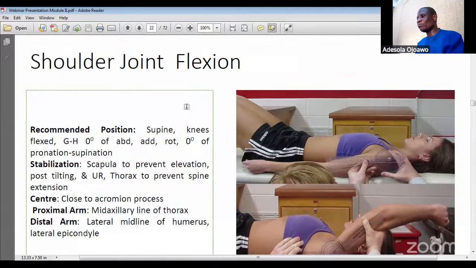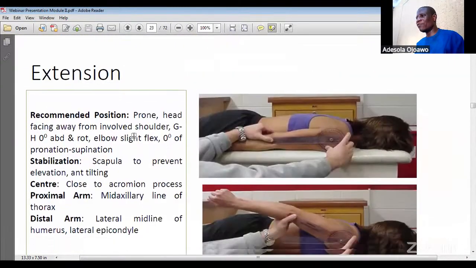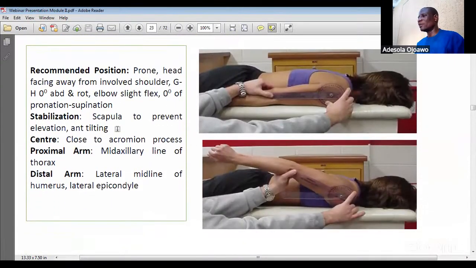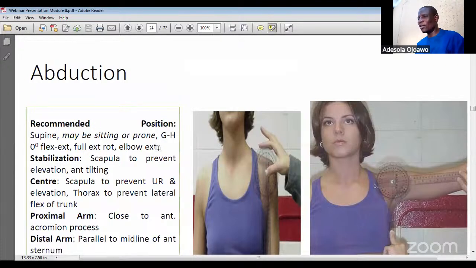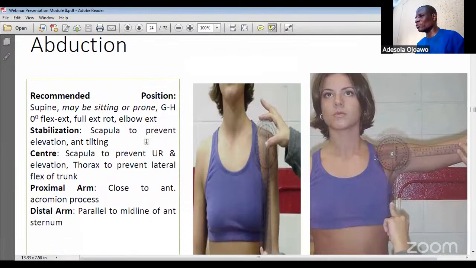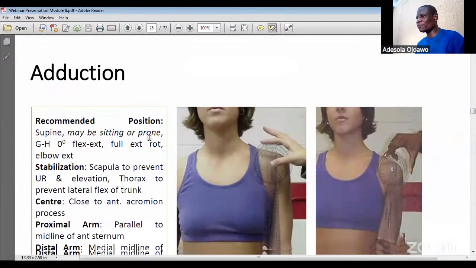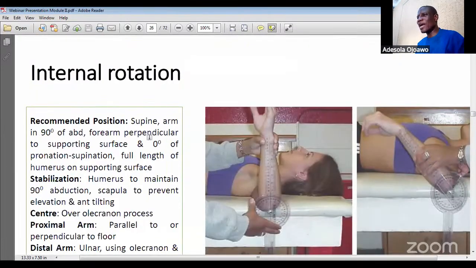You understand? But I tried to put the goniometry of the shoulder joint here, the recommended position. The alignment of the goniometer, I put it there, and how to measure and how to read them, I put it there. This is flexion, this is extension. This is abduction. These are the recommended standard positions that we can use to do the goniometry. Then we have adduction, then internal rotation and external rotation.